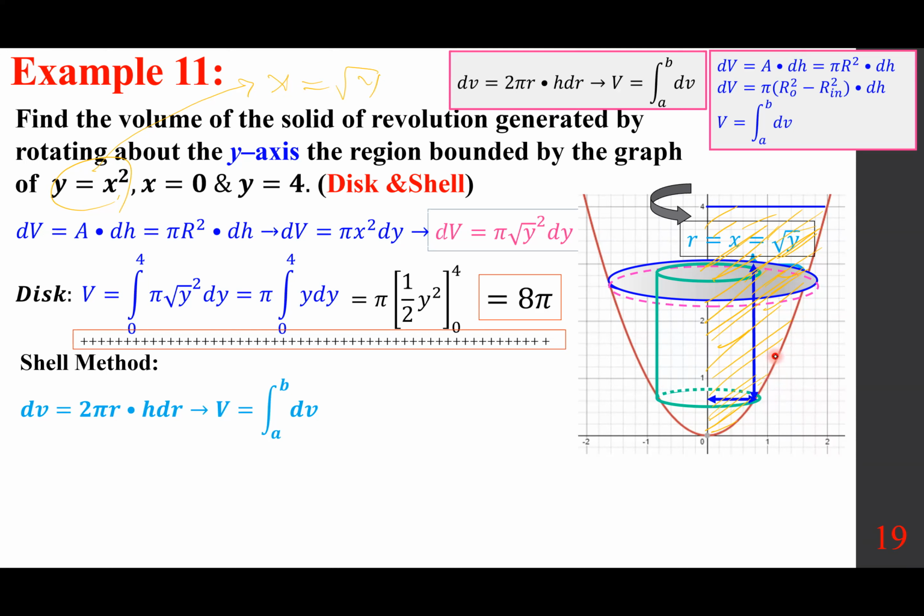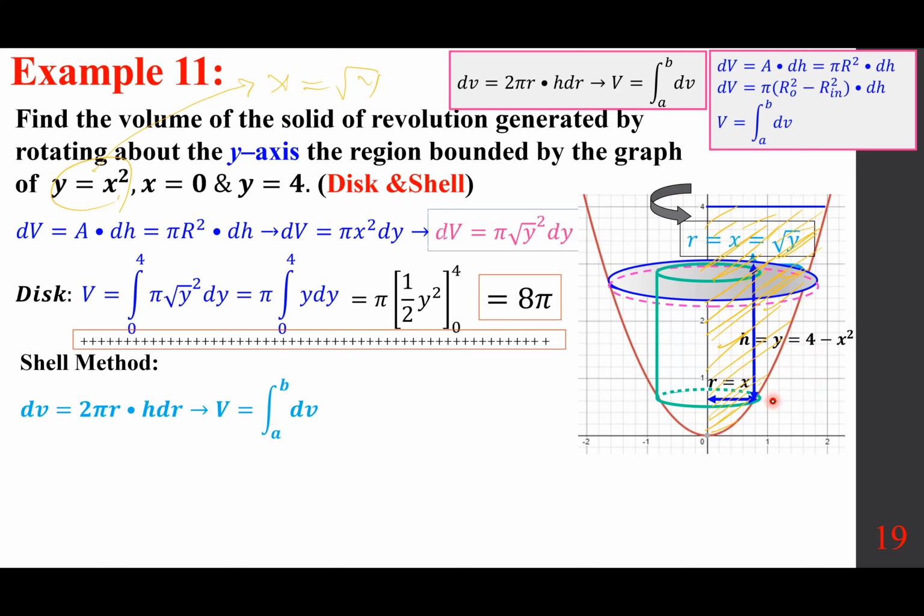The height at any given point is the top minus the bottom. And it would be 4 minus x squared. This goes all the way here, if you will. This is r equals x. This is 4 minus x squared. The top minus the bottom. Okay, the 4 minus x squared.